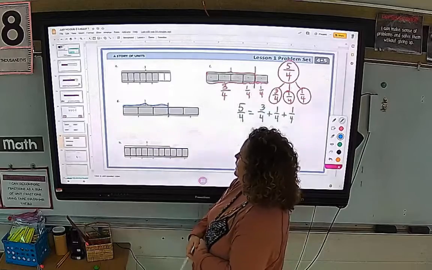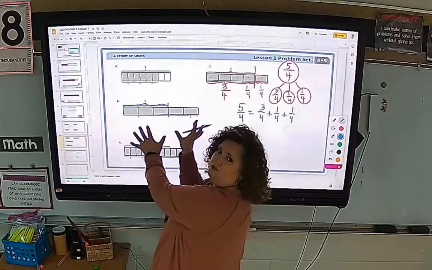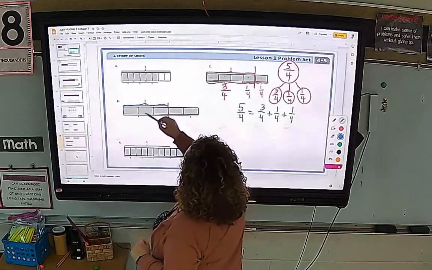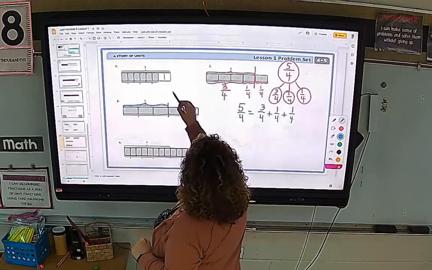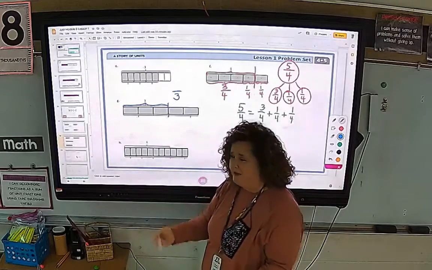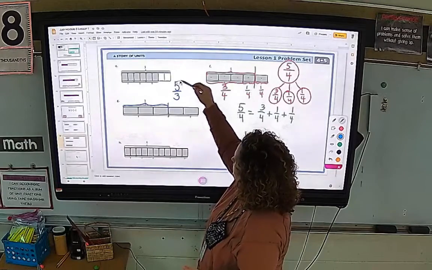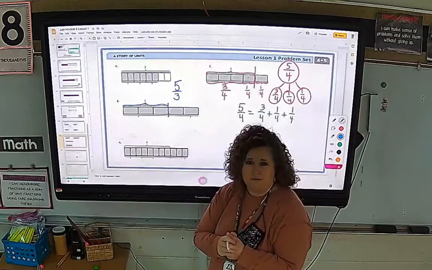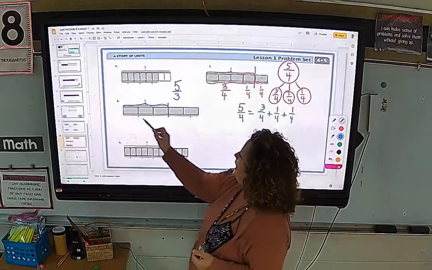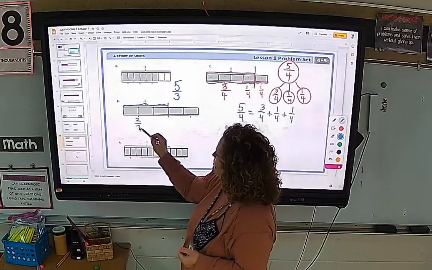Okay? It's like they have 2 one wholes and they've put them right beside each other. So how many pieces are in the whole? Well, 3. But how many pieces do I have? I have 1, 2, 3, 4, 5. I have 5/3. Okay. How many thirds are right here? Well, just 2. This is 2/3.